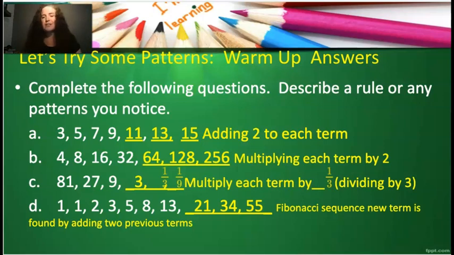And then the last one was a little bit tricky. Some of you may have remembered it. It's a Fibonacci sequence where the new term is found by adding the 2 previous terms. So for example, to get this 2, I would add 1 plus 1. To get this 3, I would add 1 plus 2. To get the 5, I would add 2 plus 3, and so on. So those are some basic patterns that you probably are familiar with, but now we're going to try to make a name for them.